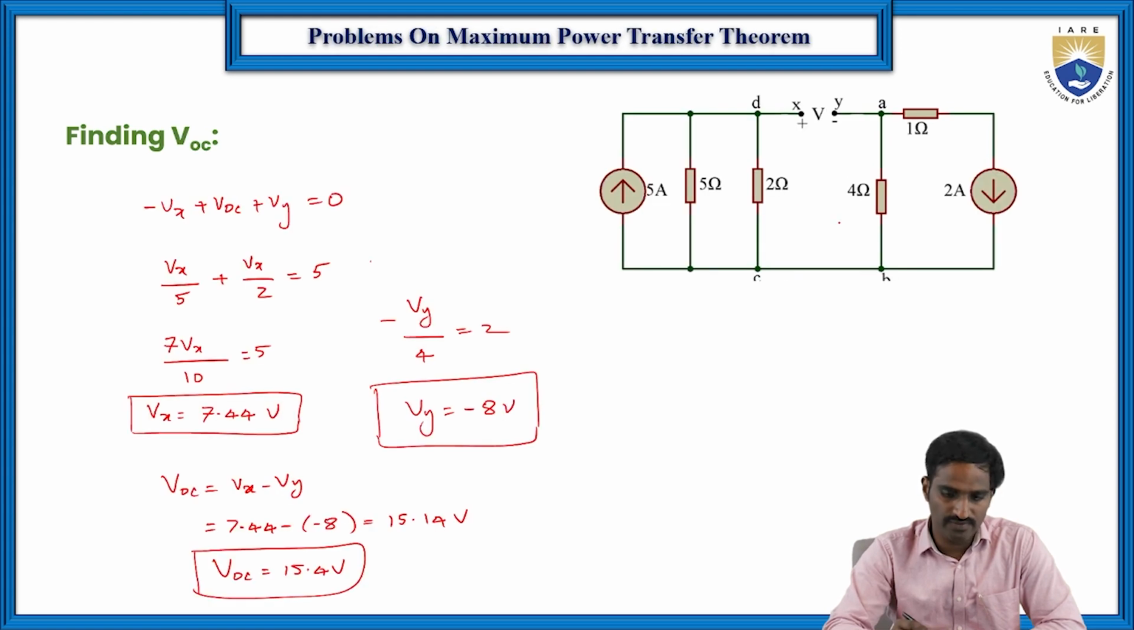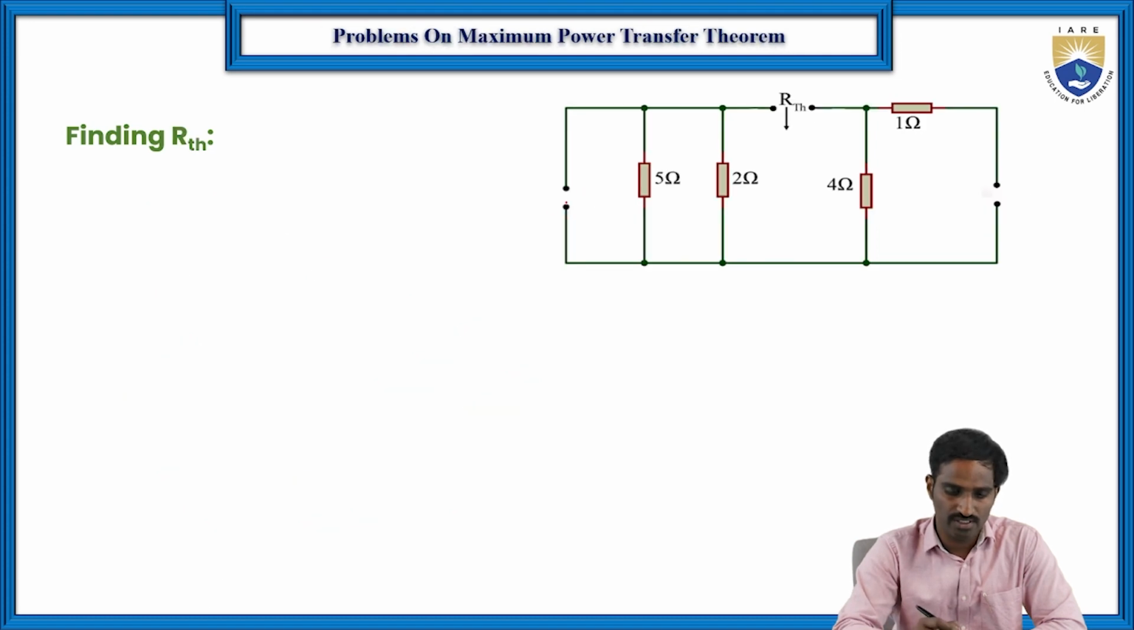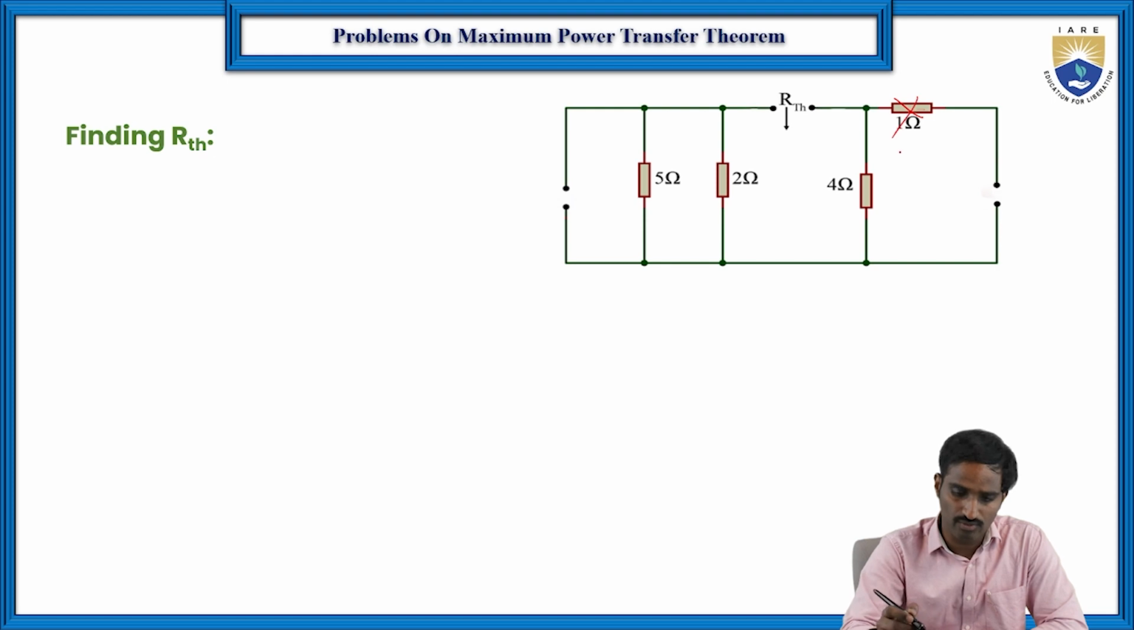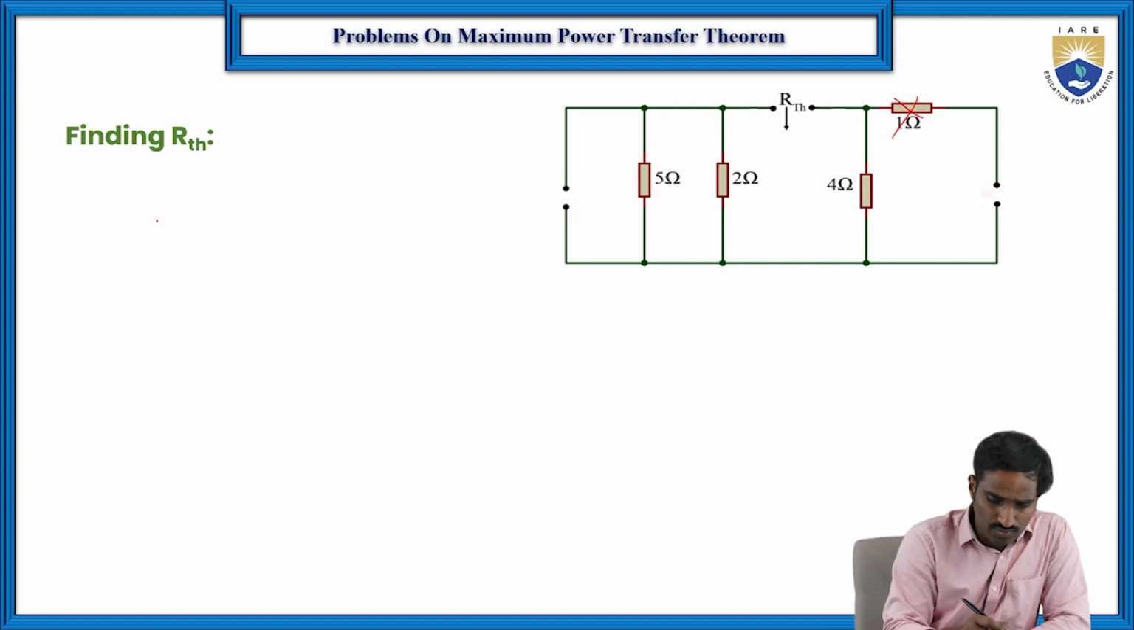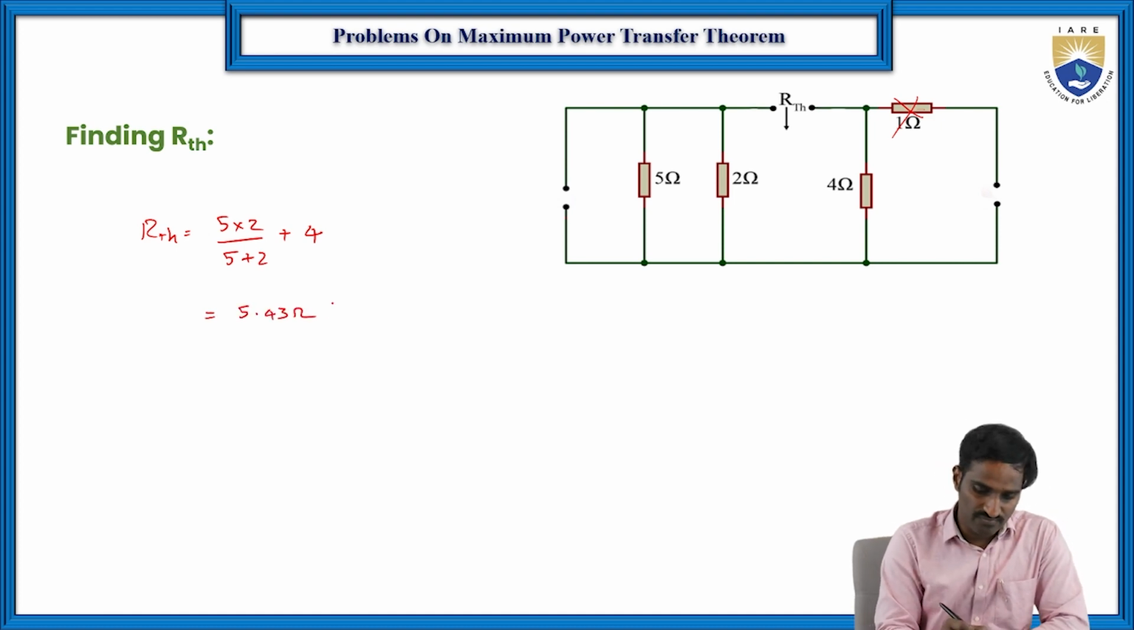Then of course next we need to find R Thevenin. For R Thevenin, we just need to open circuit this one and this one, which means here it is open circuit. Then the total value of R Thevenin, here it is this 2. Of course this is connected to open circuit, so that will get 0. Here 5 and 2 are in parallel, and this parallel combination is in series with the 2. So R Thevenin is equal to 5 into 2 by 5 plus 2, plus 4. So here the value of R Thevenin is 5.43, which is nothing but the R.